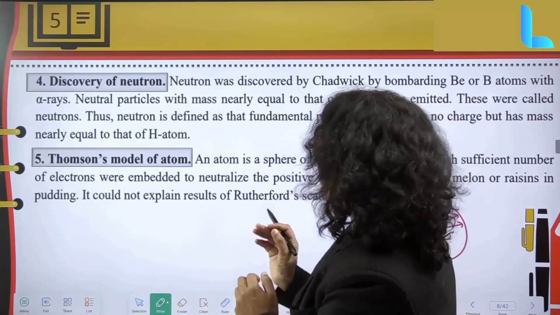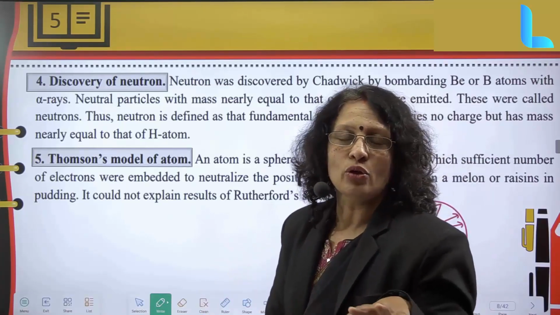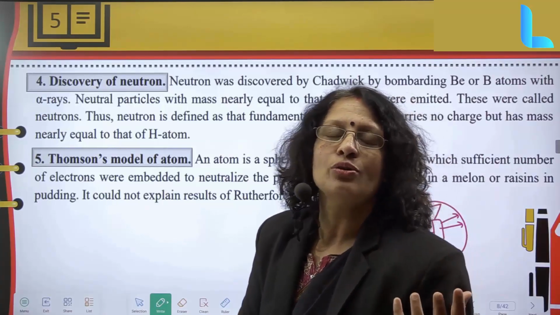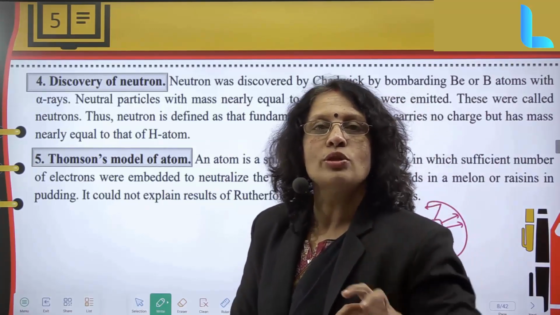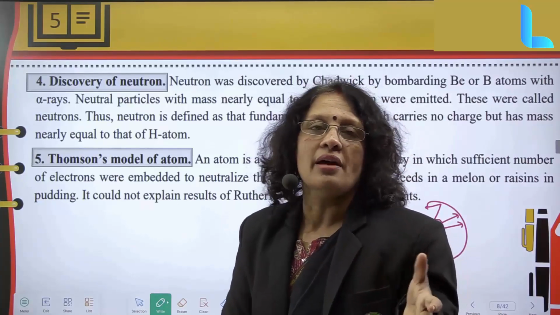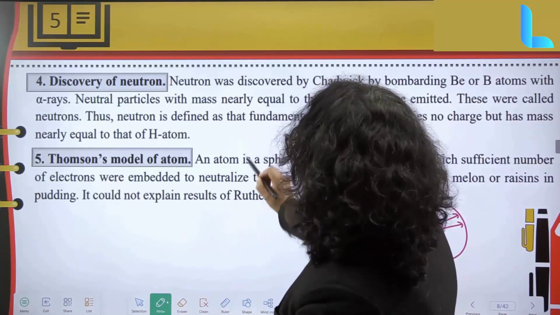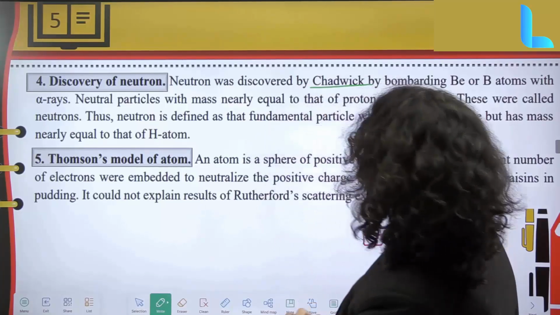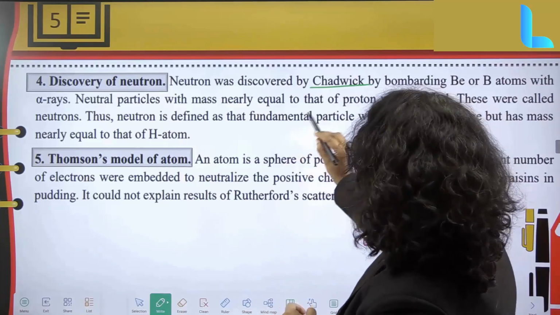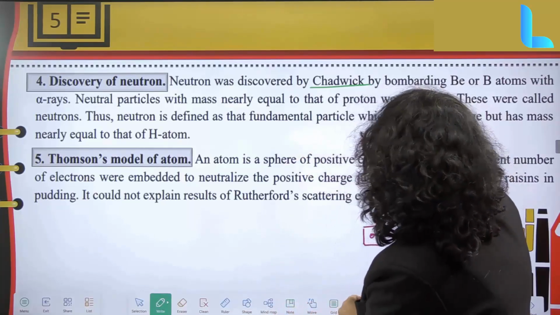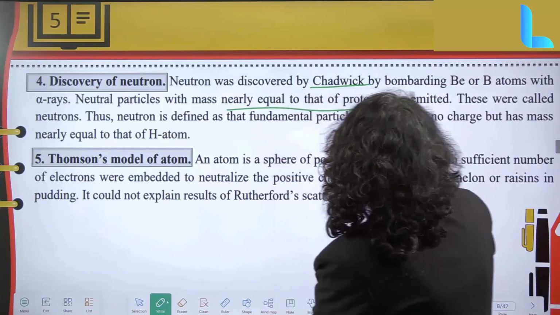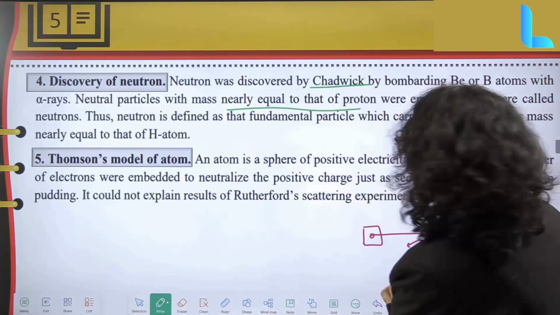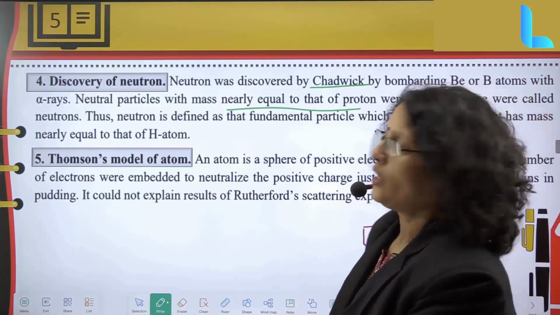Now what happened after the discovery of the proton and electron? It was observed that there are some particles which go neither to the positive plate nor to the negative plate, but which have mass almost equal to a proton or more. They are considered neutrons. So how was the neutron discovered by James Chadwick? It was done by bombarding beryllium or boron atoms with alpha rays. Neutral particles with mass nearly equal to a proton were emitted. These were called neutrons. A neutron is defined as a particle which carries no charge but has mass nearly equal to the hydrogen atom.